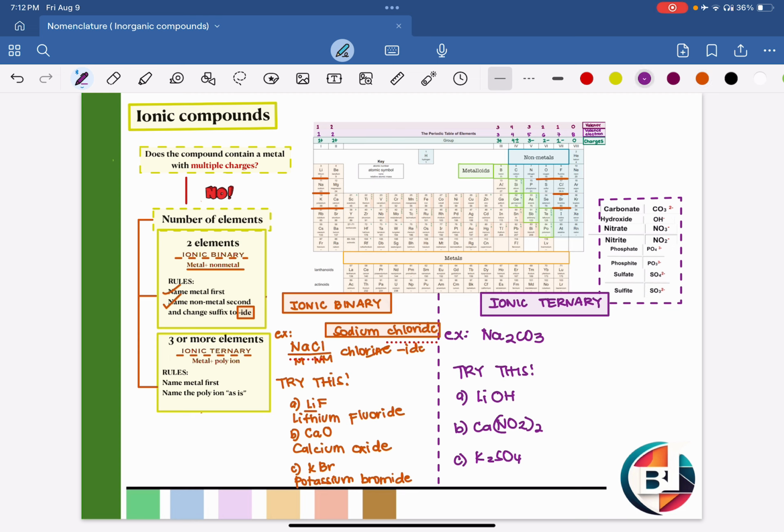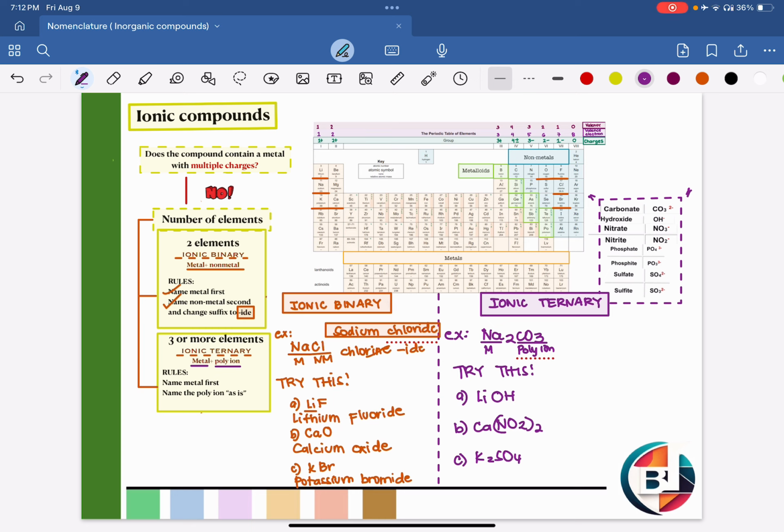Now let's go to ionic ternary. Ionic ternary are composed of three or more elements, which should be composed of metal and a polyion. So we have here an example, which is Na serving as metal, and CO3 is one of your polyions. So we have here the list of the common polyatomic ions. So the rules for this one would just be naming both as is.